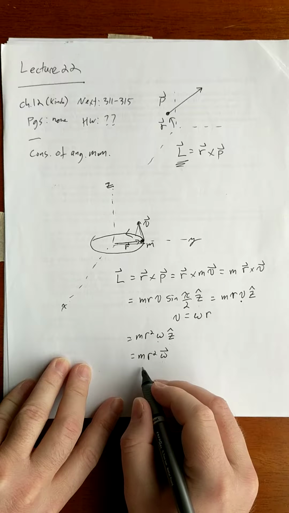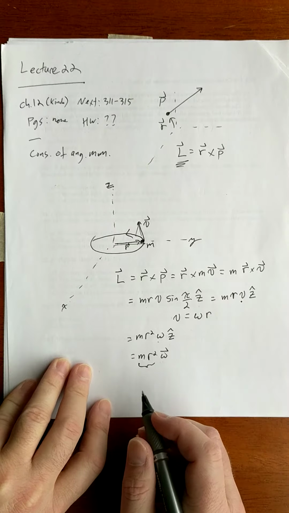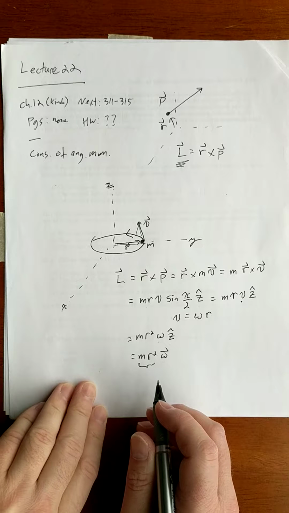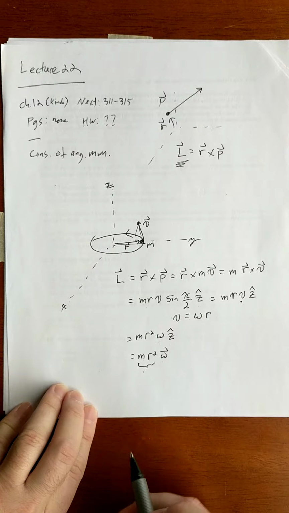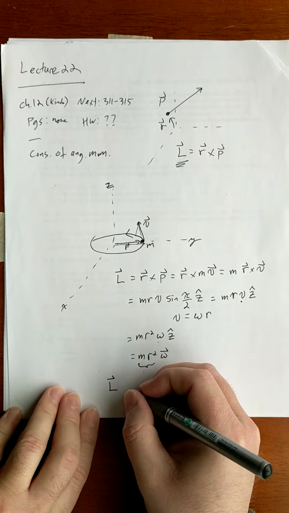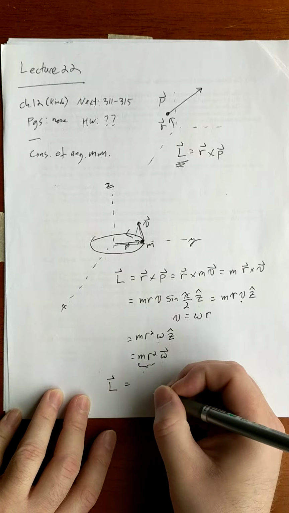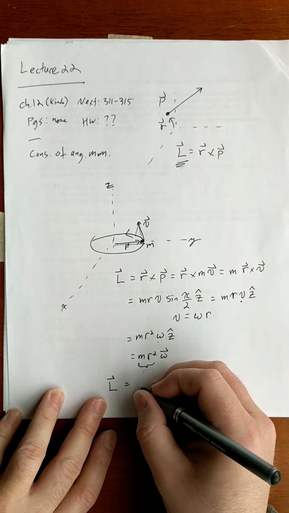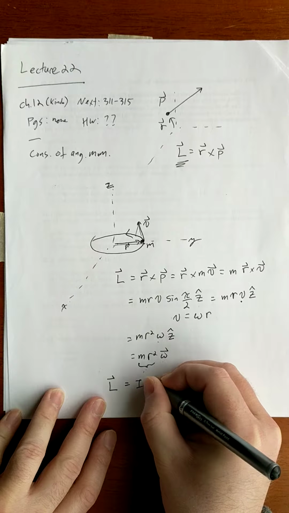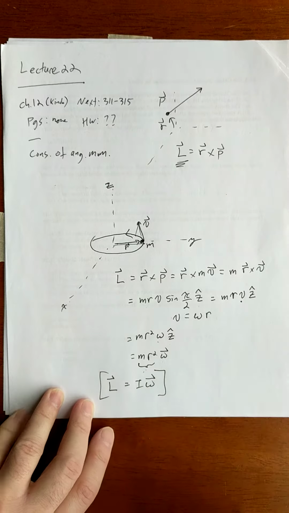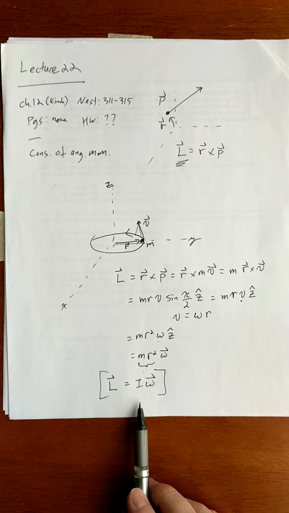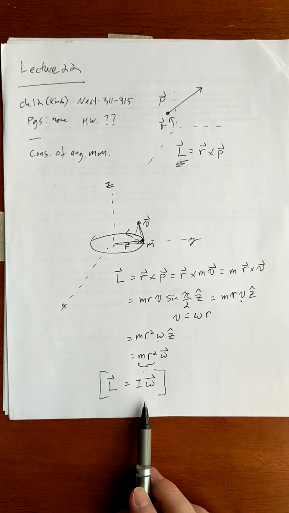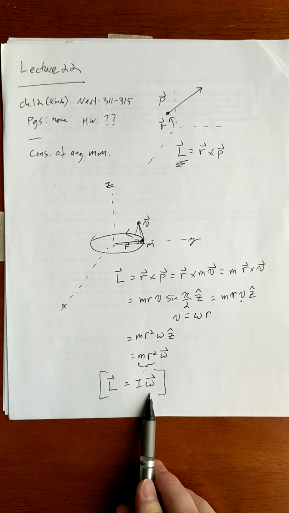Right. So this m r squared, that should seem very familiar. It's the moment of inertia of a single particle orbiting symmetrically, which is exactly the situation we have here. So we get a much more useful and intuitive expression for the angular momentum as I omega. So this equation, which holds only for rotationally symmetric systems, tells us that the angular momentum is equal to the moment of inertia times angular velocity.